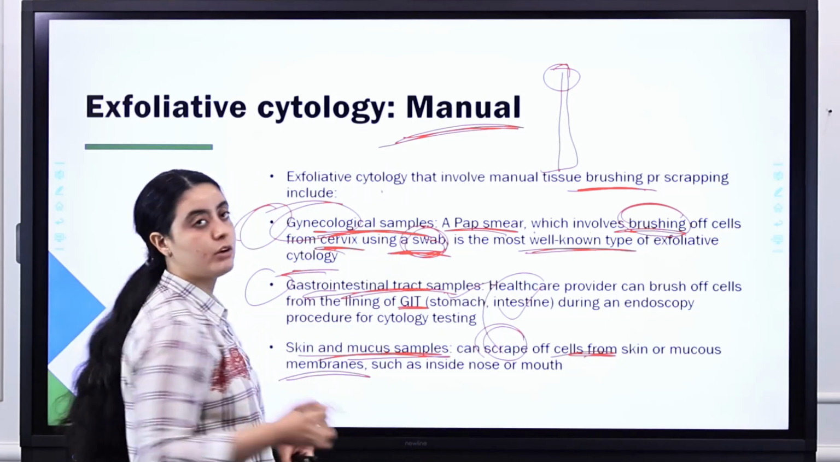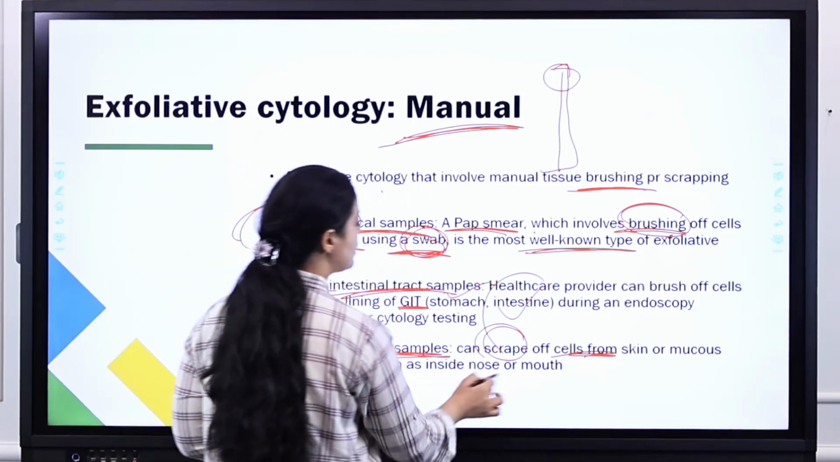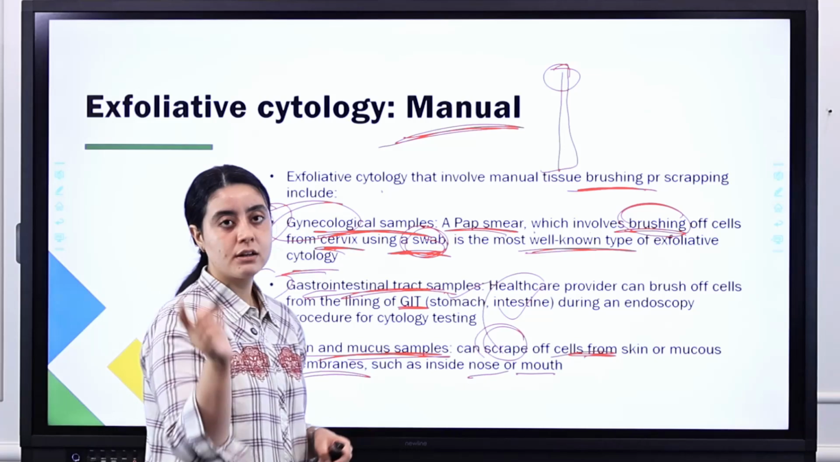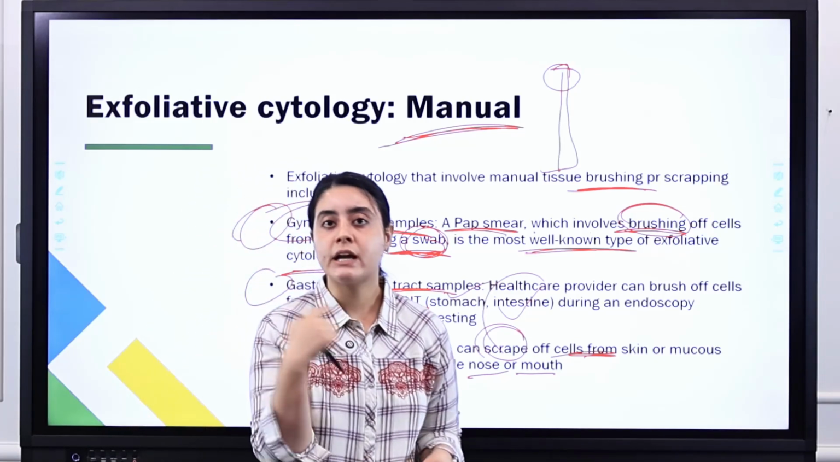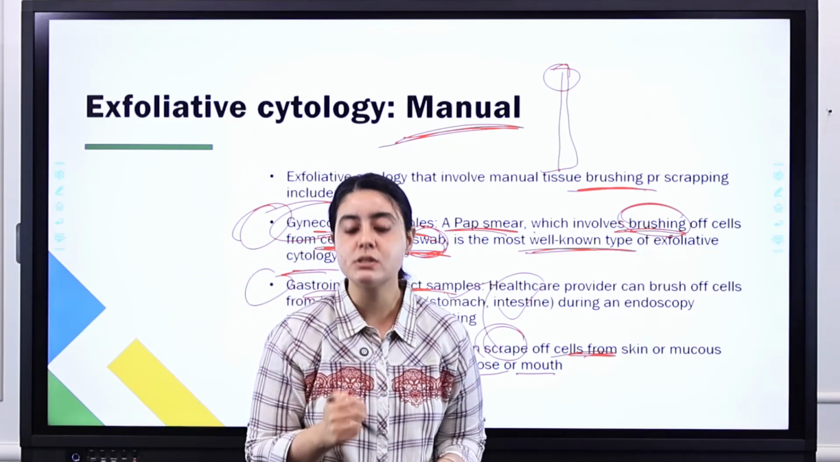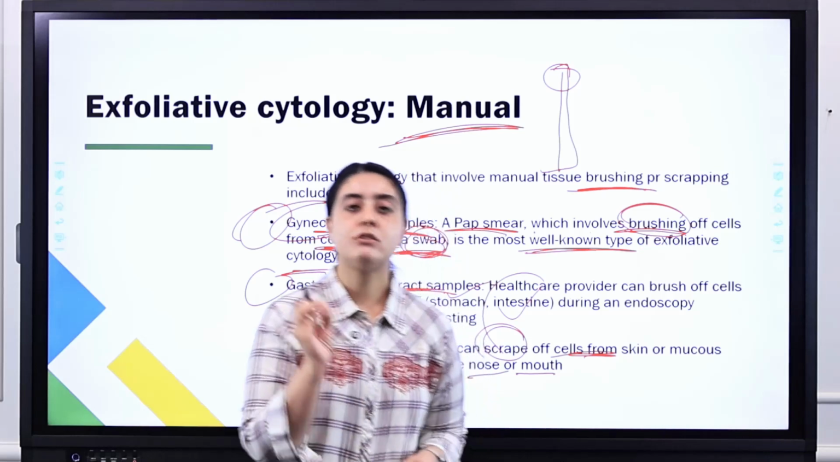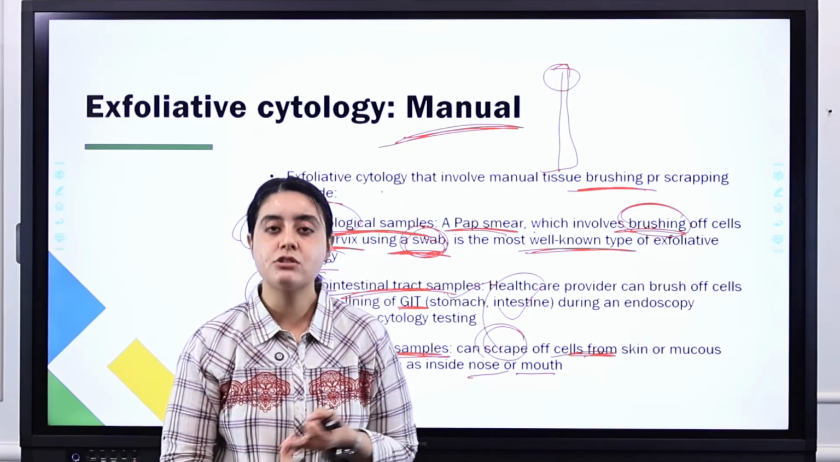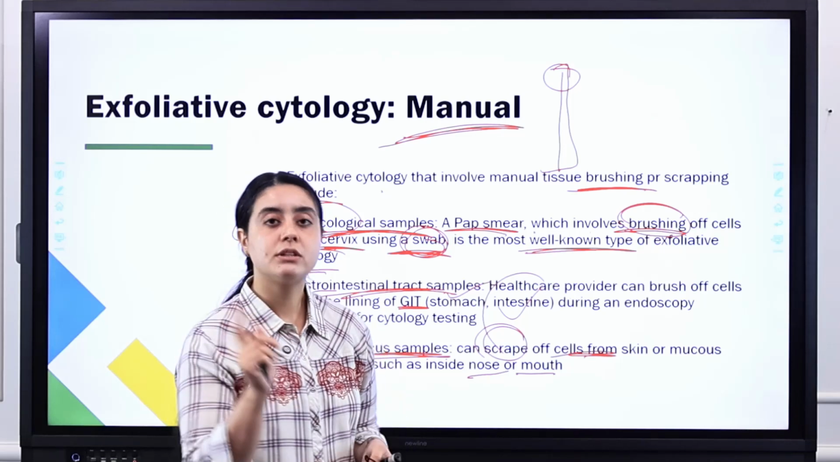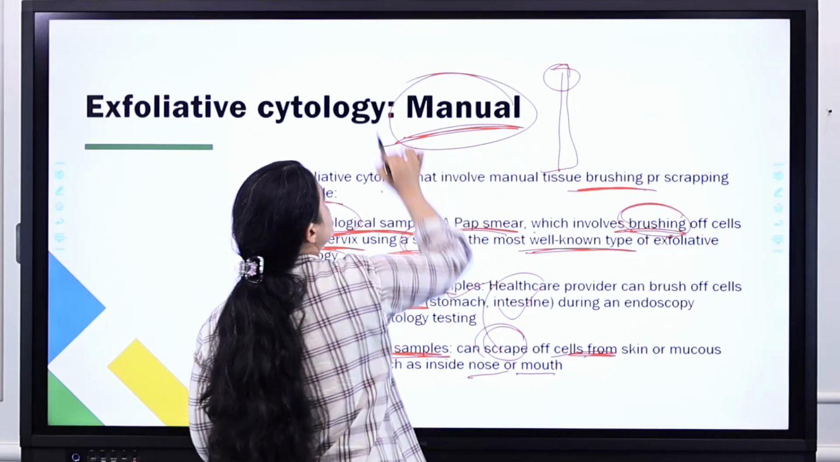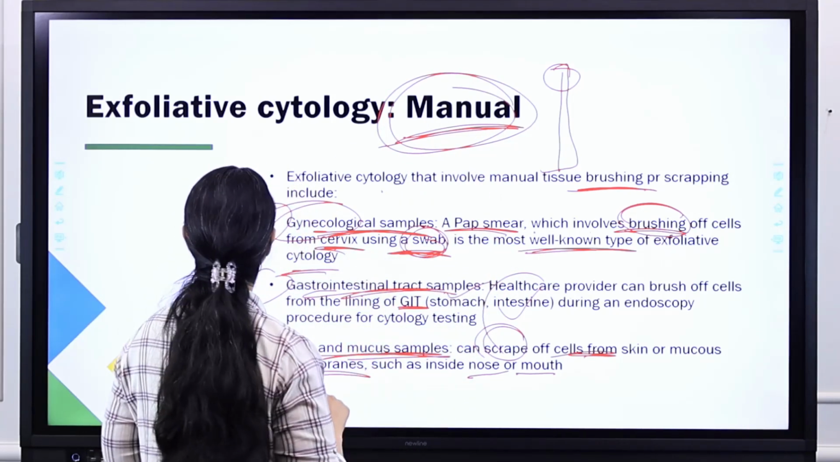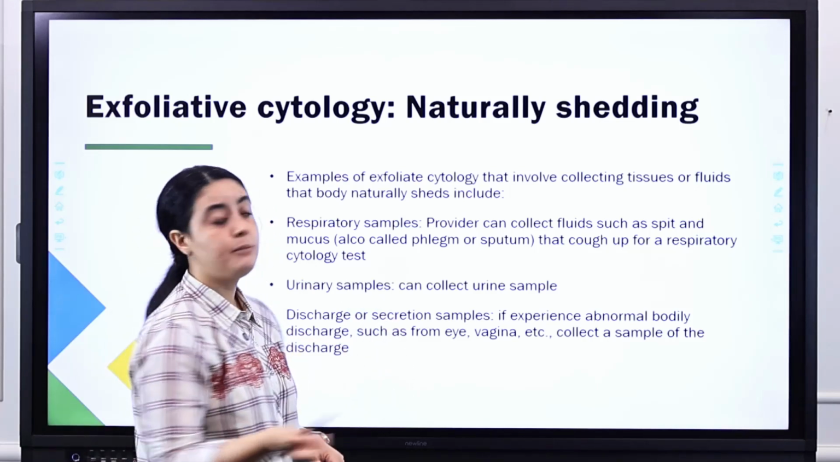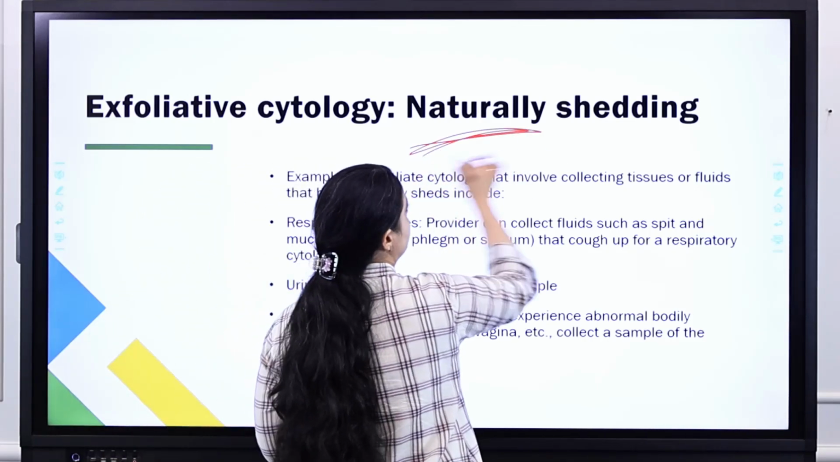or mucous membranes. What is a mucous membrane? Obviously, inside our nose and inside our mouth. The skin which is present inside our oral cavity, inside our mouth or inside our nose, is known as the mucous layer. So when we have to take samples from our skin area or the mucous layer, we have to scrape the samples. This is known as the manual exfoliative technique. Now what is the second type? The second type is naturally shedding.